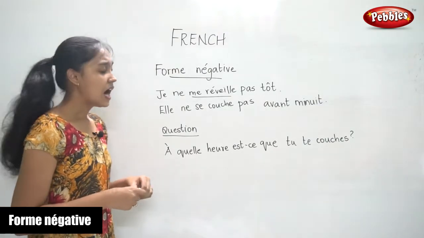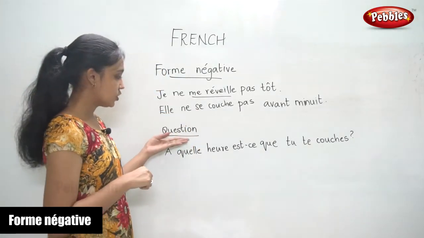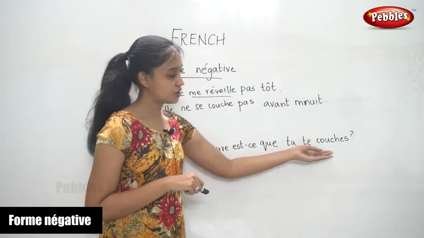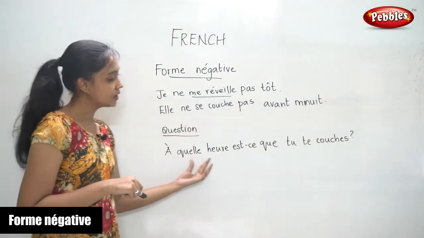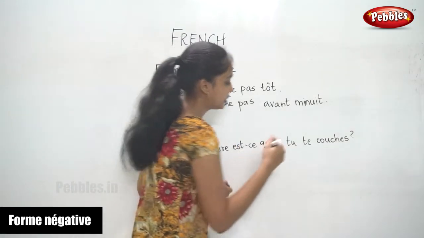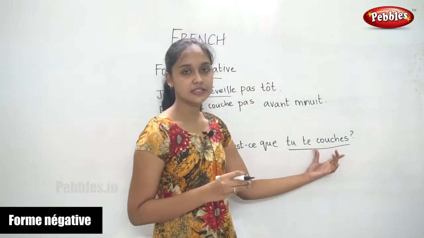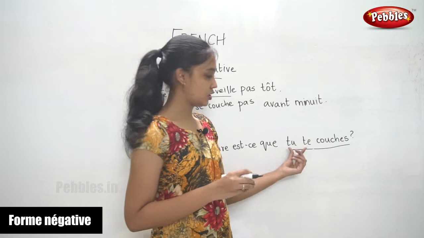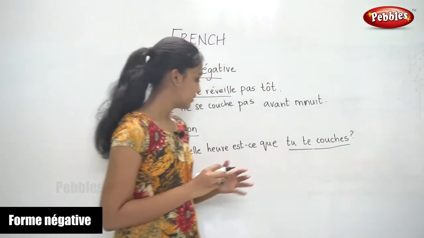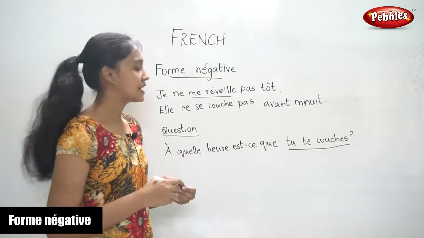Now, next, how do we ask a question using these verbs? So, the question: à quelle heure est-ce que tu te couches? At what time is it that you sleep? Tu te couches. So, here we see tu te couches. Tu is the subject and it is conjugated for tu. So, this is how you write a question using the reflexive verb.